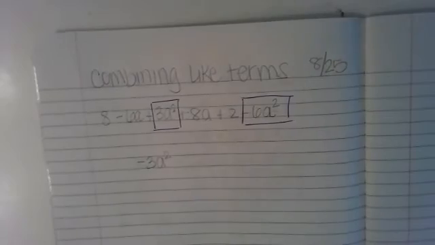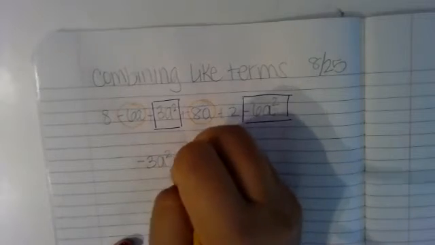Now I'm going to go to my next, which would just be my next variable. So I'm going to be looking for any term that has a in it, and I have 8a and a negative 6a. When I combine those, that gives me a positive 2a.